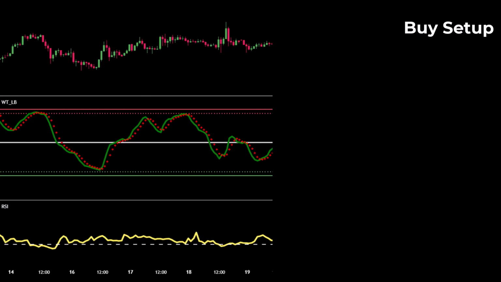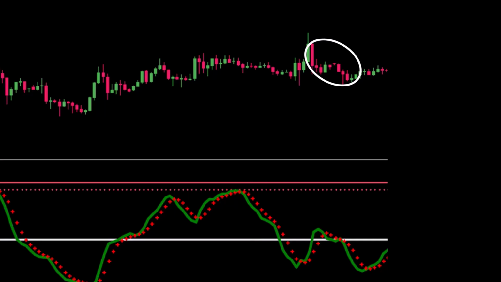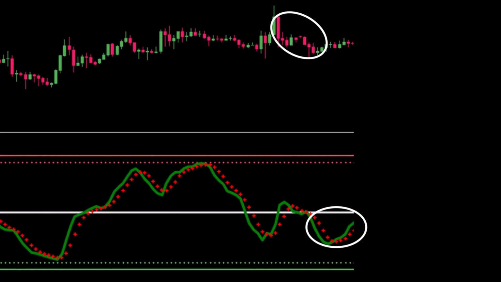Real market examples. Buy setup. Let's jump into a real example on the chart. Look at this section here. The price has been dropping for several candles, which honestly looks pretty scary. Most traders panic in moments like this, but we stay calm because we look at the indicators. You can see the wave trend lines are deep in the bottom channel, which tells us that the market is exhausted and ready for a potential turn.